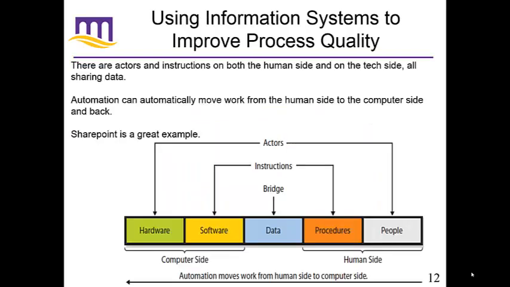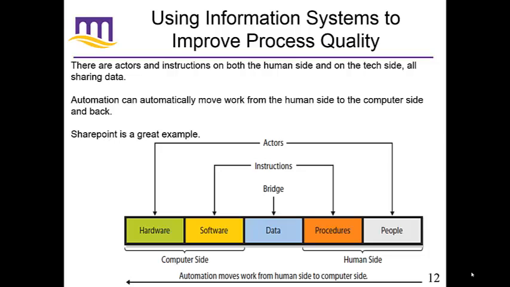All right, so how can we use information systems to improve the process quality? Well, there are actors and instructions on both the human side and technology side, all sharing data. One very common technique is automation. Automation can automatically move work from the human side to the computer side and back.